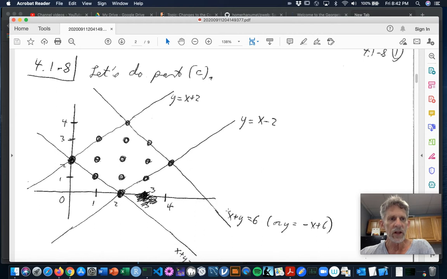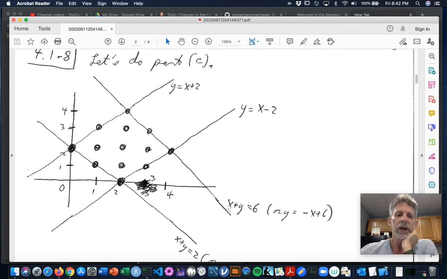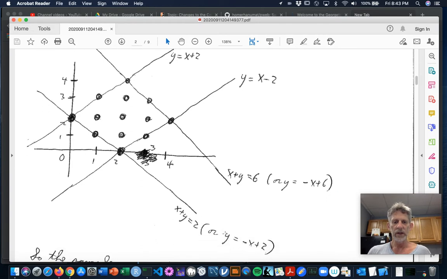Okay. 4.1, number 8. Let's look at part C, because that was the most complex of the sample spaces, I think. So I've got a picture of it here. What I noticed was that there are 4 lines you can draw that bound the points of the sample space. When you stare at their equations for a little bit, you get that one of them is y is x plus 2, another is y is x minus 2, another one is y is negative x plus 6, and another one bounding the bottom down there is y is negative x plus 2.